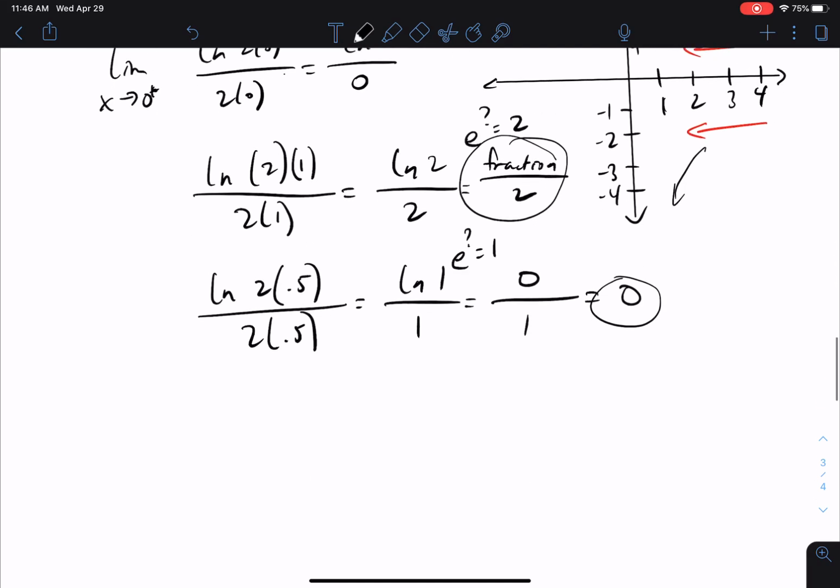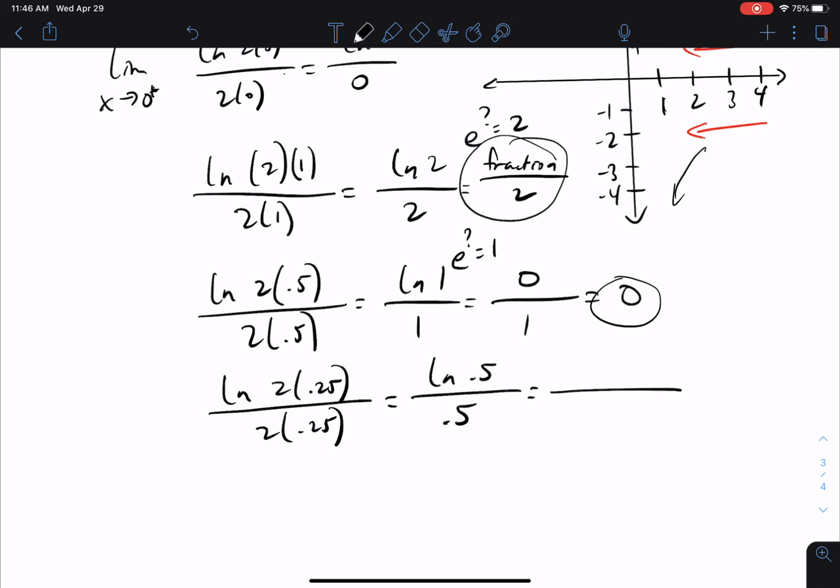So let's try the next one. Let's try 0.25. Okay, so the natural log of 0.5 over 0.5. Okay, so what is that going to equal? 0.5 is just going to stay there. Well, this guy here is e to what power equals 0.5. Well, again, e is a number. It's 2.78, 2.79, almost 3. Well, for me to make a number like 3 go down to a fraction, really, because 0.5 is really just a fraction. It's really 1/2, right?